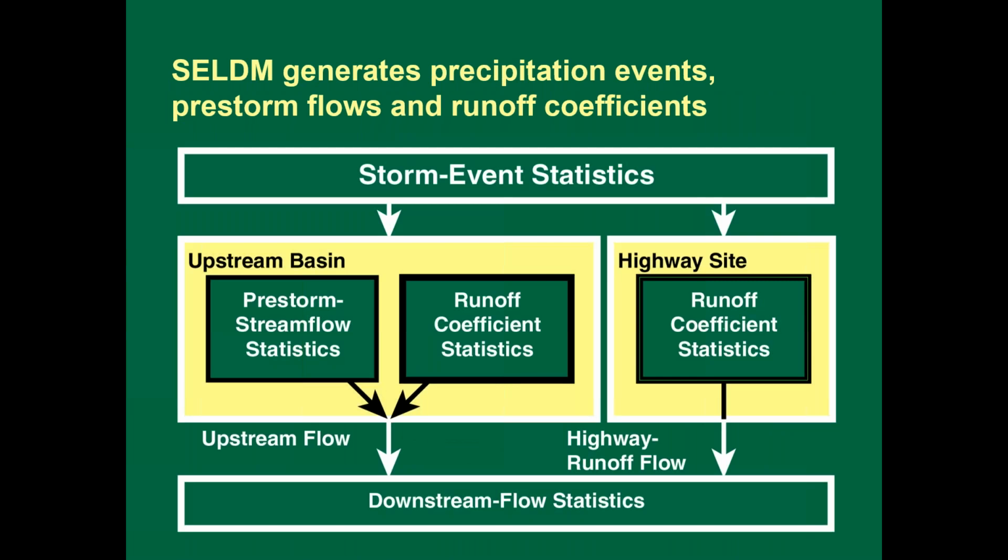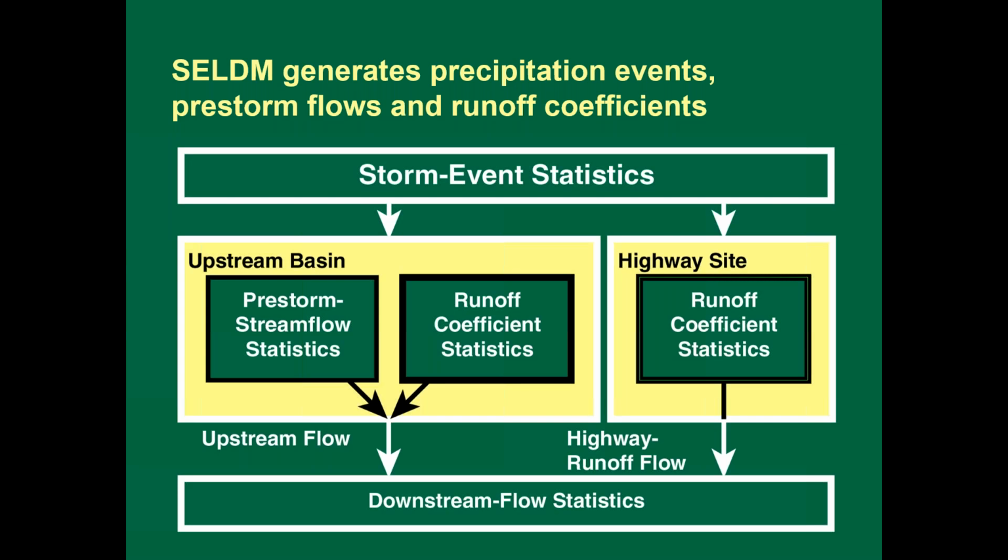We've looked at this diagram several times. The diagram shows the components of upstream flow and highway runoff flow that combine to define the downstream flow statistics. If you remember from last time, the physiographic and anthropogenic basin properties affect the upstream pre-storm flow and storm flows from the upstream basin and the highway site.